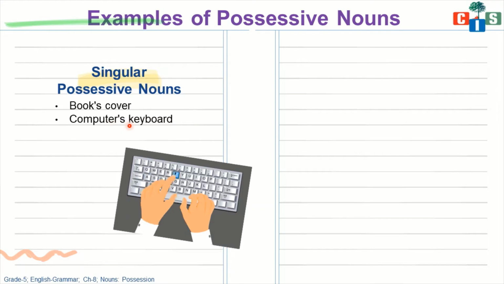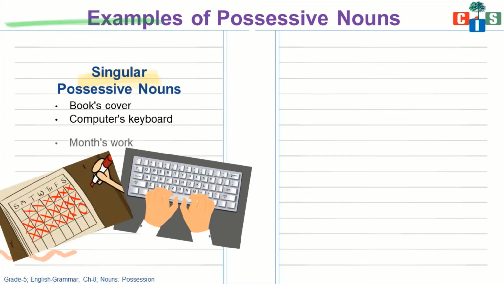So computer's keyboard means I am talking about one computer, and the keyboard of this computer about which I am talking, right? So in computer's keyboard, I am talking about a single computer, one computer, not many computers. So when I am talking about a singular noun, and I have to change that singular noun into a possessive noun, what do I have to do? I have to add an apostrophe and then s. Okay, in the same way there is one more example, month's work.